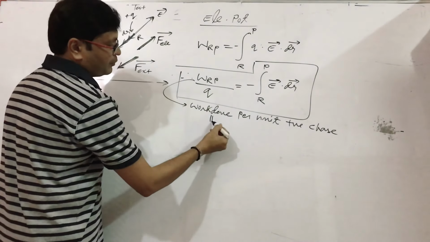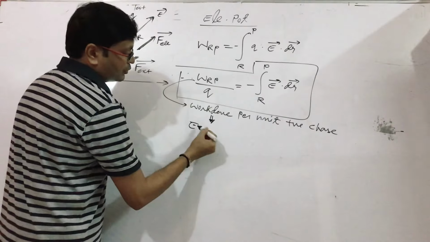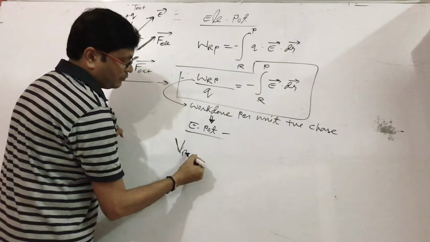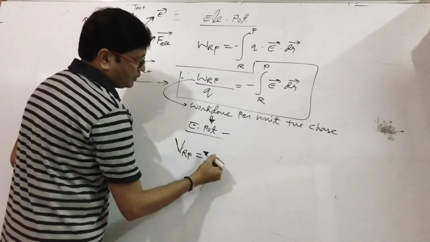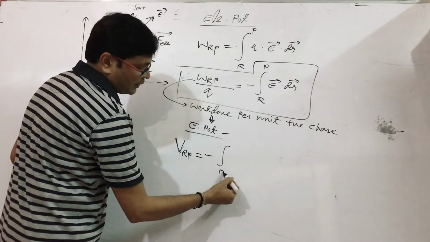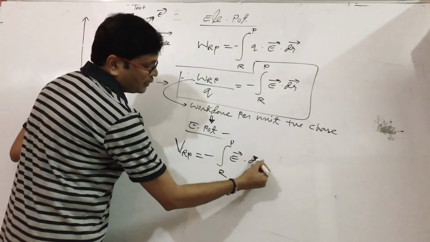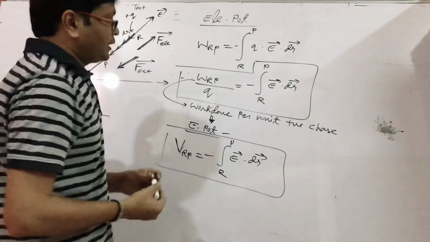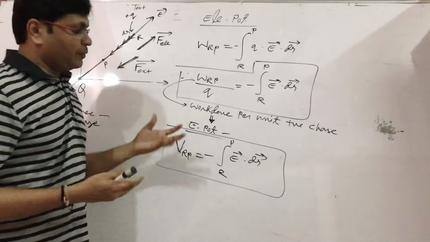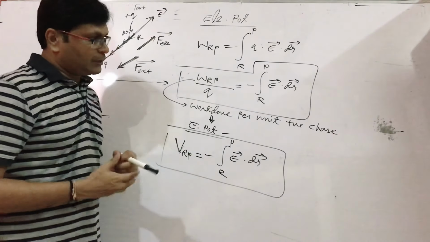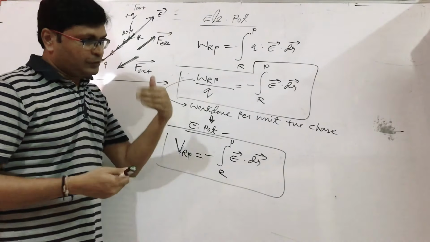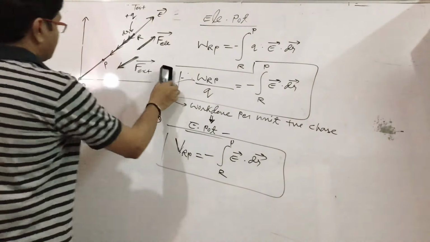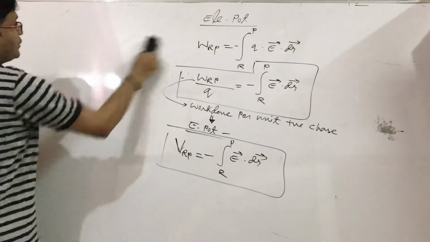You know that very well because of the last lecture. This work done per unit positive charge is called simply electric potential, and electric potential is denoted by V_RP is equal to minus integral R to P E dot dr. This is the formula we discussed last time, and from this entire discussion we can easily define the potential. So just concentration required now. This lecture is very important for the next coming lectures. This is the base, the basic one. A very interesting point.